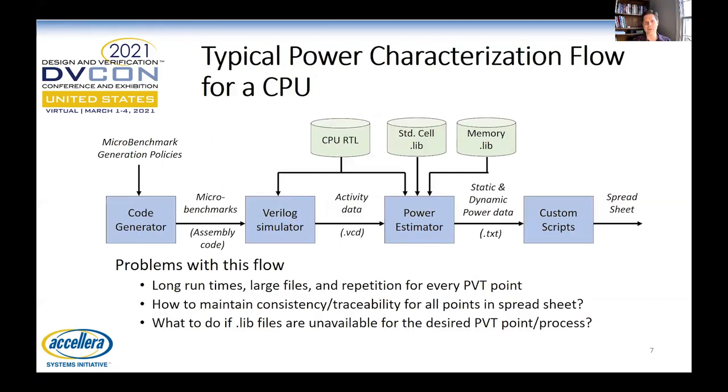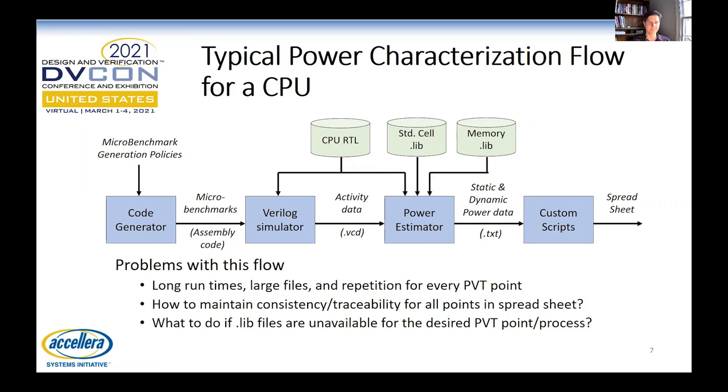This slide shows a typical state-of-the-art power characterization flow. I create benchmarks for targeted power scenarios. I run Verilog simulation to generate switching activity. I feed this activity into a power estimation tool or flow, along with standard cell libraries and memory libraries. These give me report files, which I can parse with custom scripts into spreadsheets, which are my normal way of collecting power data.